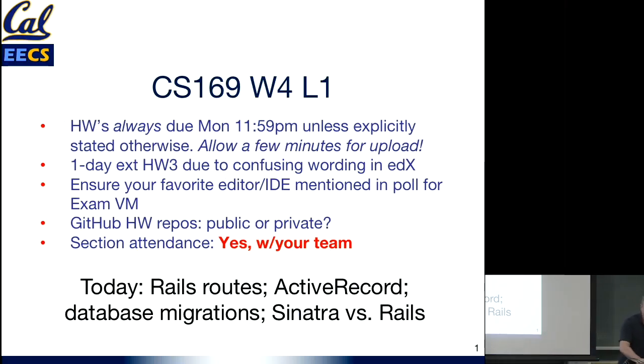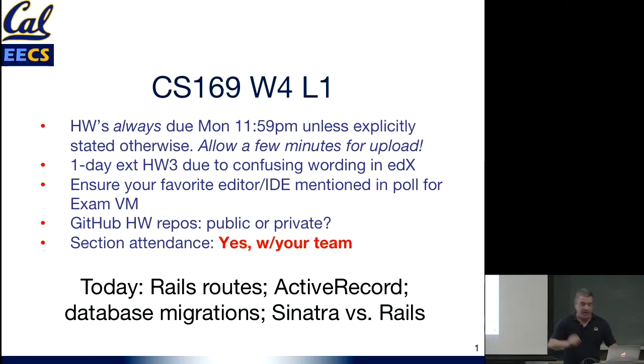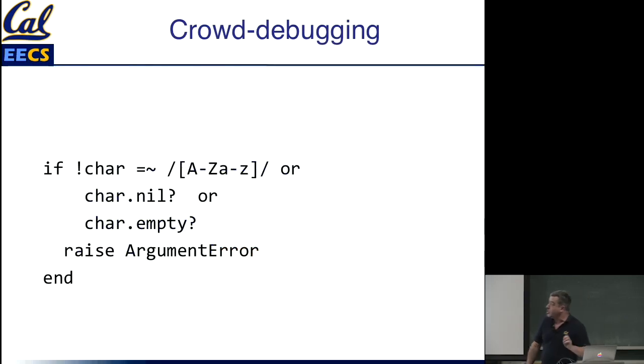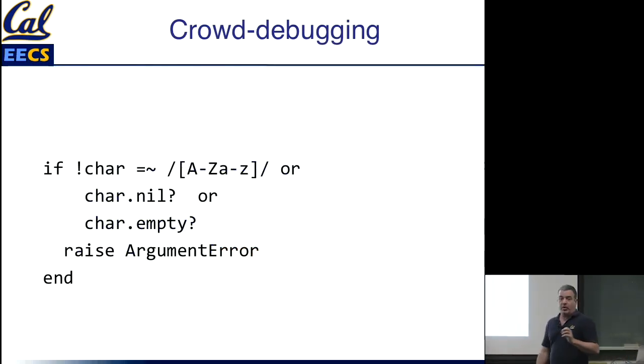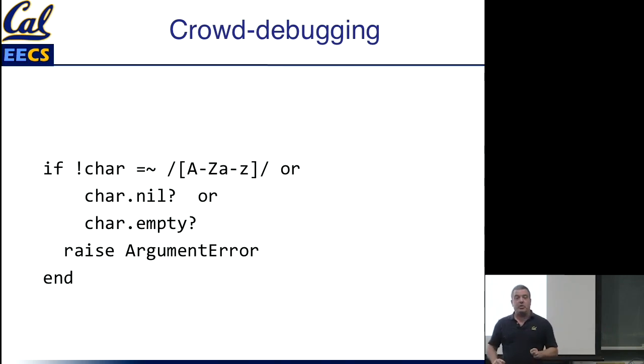Okay, so before we start on today's material, I'm going to use an example of some code that somebody had put up on Piazza. They were having trouble. In this particular case, there was some reason why they were thinking that argument error might be raised under these conditions, but it wasn't working right. If this is your code, I hope I have your permission to use it. You're safely anonymous.